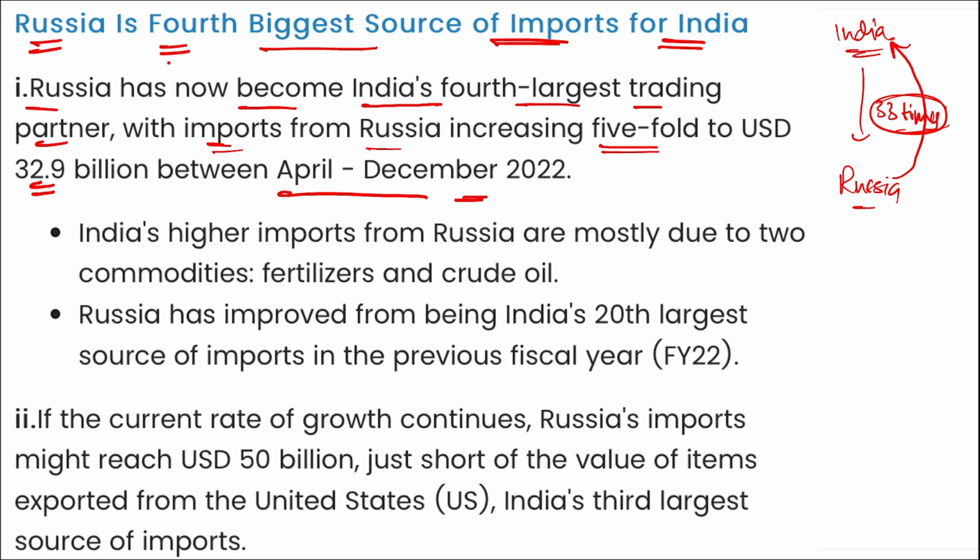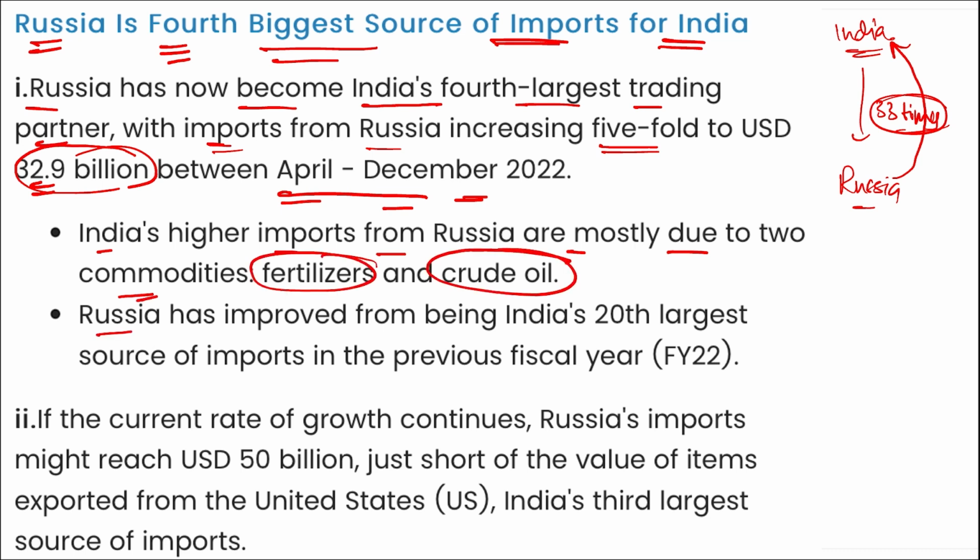So coming back, remember, Russia has become India's fourth biggest source of imports, and they are importing around $32.9 billion, and this was between April and December. One quarter is still pending, so we'll see how much trade is done. India's higher imports from Russia are mostly due to two commodities: fertilizers and crude oil. Russia has improved from being India's 20th largest source of imports in the previous fiscal year to the 4th largest.